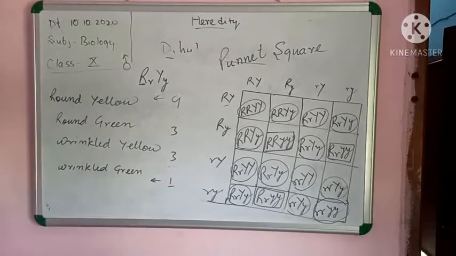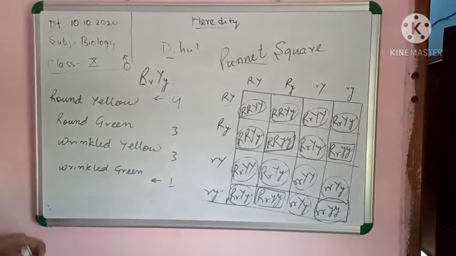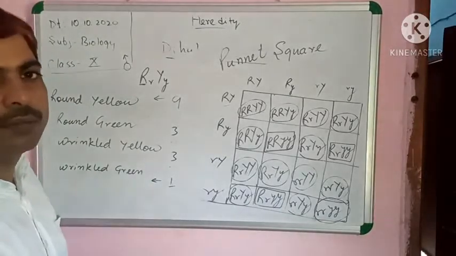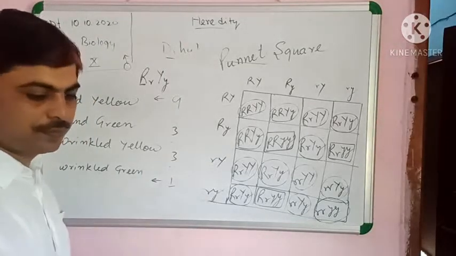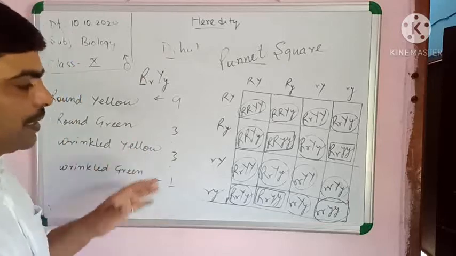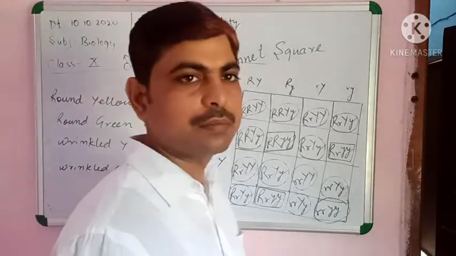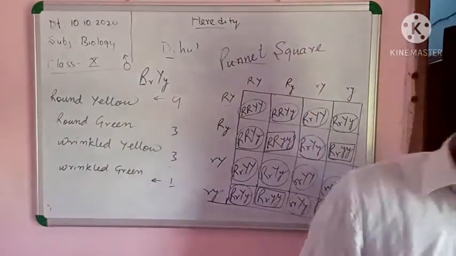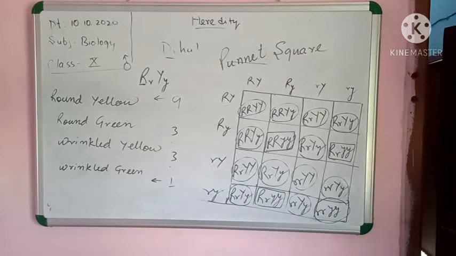So this ratio we will find in F2 generation. In which generation? F2 generation of dihybrid cross. Okay. You should practice this Punnett square to draw. Okay. Let's talk about what Mendel interpreted, what Mendel concluded from his experiment.